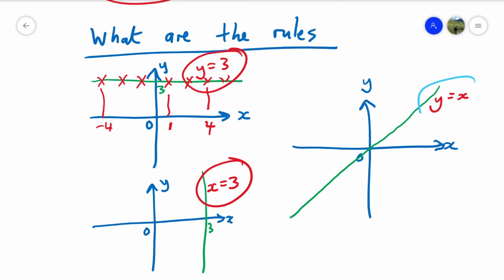If you're being super crafty, you might have written something like y equals kx. That's fine. I'm just keeping it simple. I'm just saying, well, it looks like y equals x. We'll call it y equals x at this level.